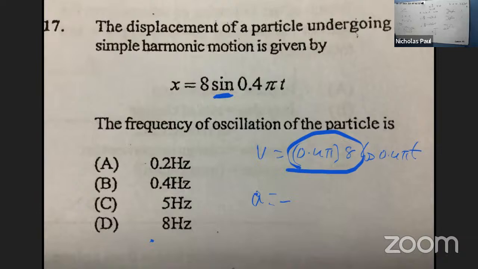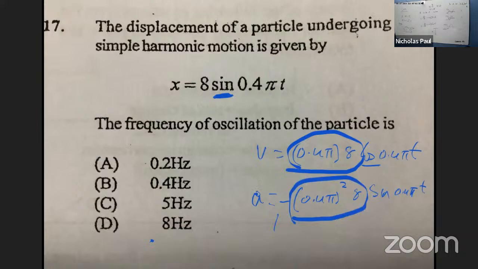Acceleration is what? Minus 0.45 squared by 8 sine 0.45 t. Right, remember, the differential of sine is cos, the differential of cos is minus sine, and the differential of 0.45 t is 0.45. So what is the maximum acceleration? It's 0.45 squared multiplied by 8.